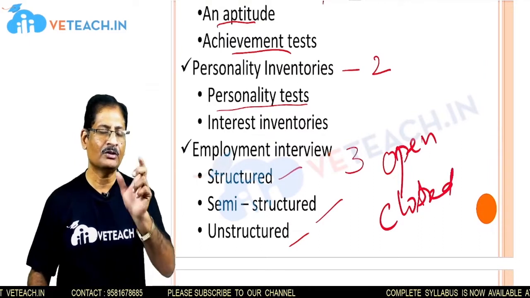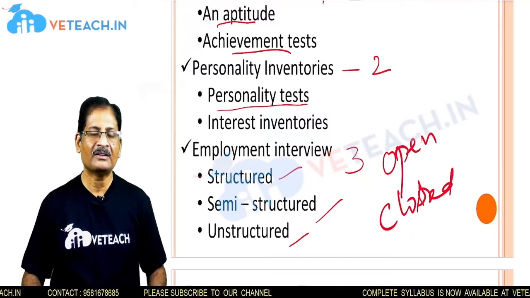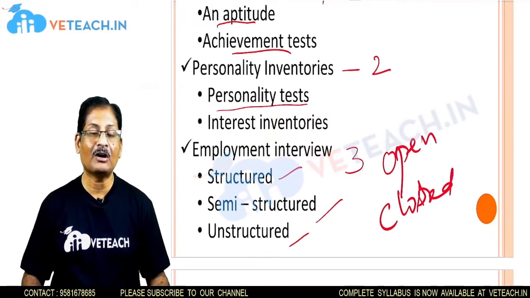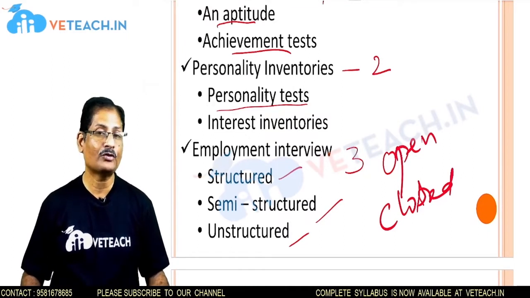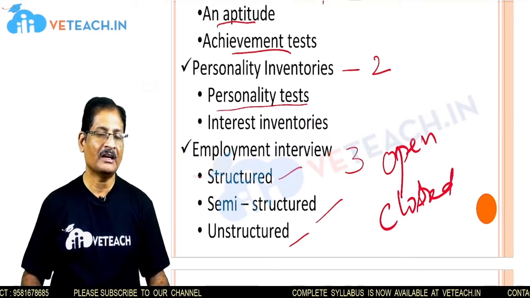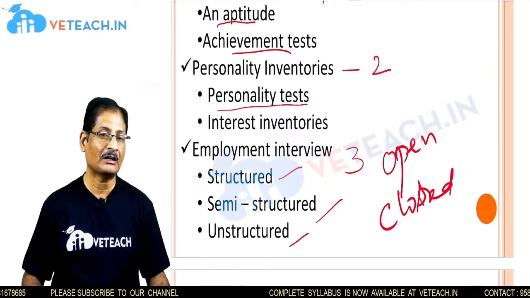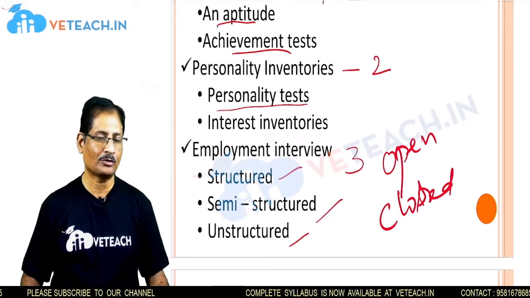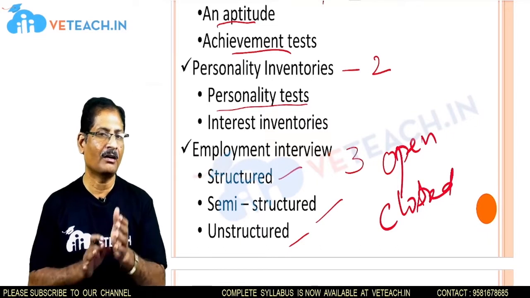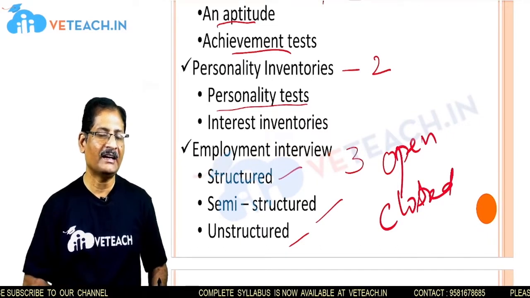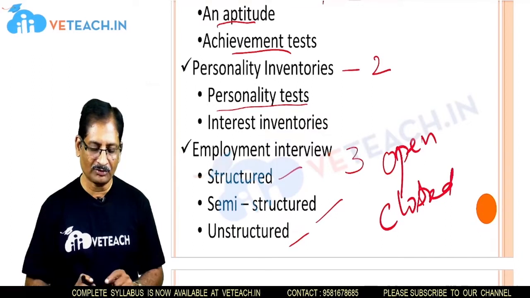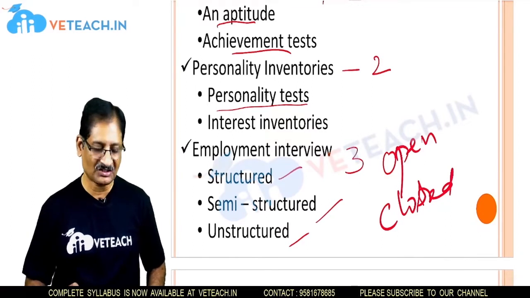In the open interviews, only the question will be asked and the candidate is expected to answer that particular question. Whereas in the closed interview, along with the question, the interviewer is going to give you clues, and by using these clues or the choices or the alternatives, you have to identify the right choice that fits. That is a closed interview. So these are the structured interviews.